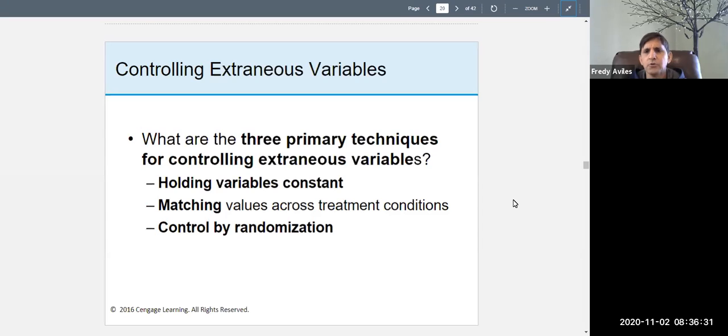So let's talk about how you use these techniques to basically do away with confounding variables.